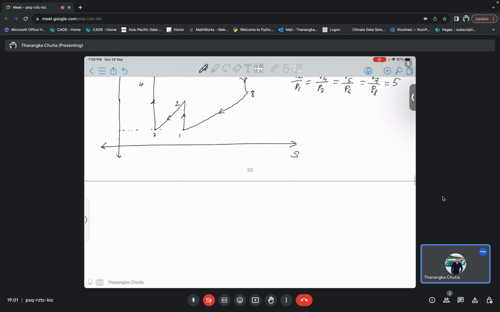Now first of all, calculating the outlet temperature of the first and second stage compressor.